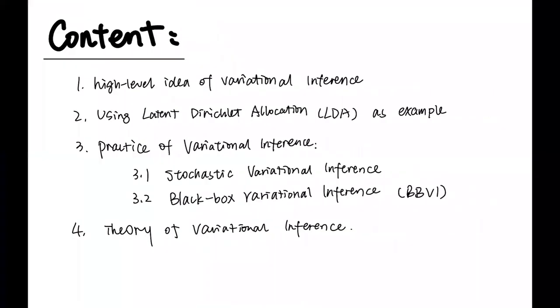Okay, so here's the content for today. So basically, we broke things into 4 sections. The first is a very high-level idea of variational inference. And then we will use the latent Dirichlet allocation as an example to show how this variational inference is used in an application. And then we will go to the practice of variational inference, in which we will introduce stochastic variational inference and the black box variational inference. And finally, we go with the theory of variational inference, in which we will include more mathematical details.